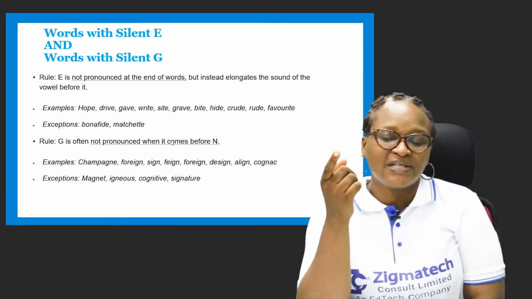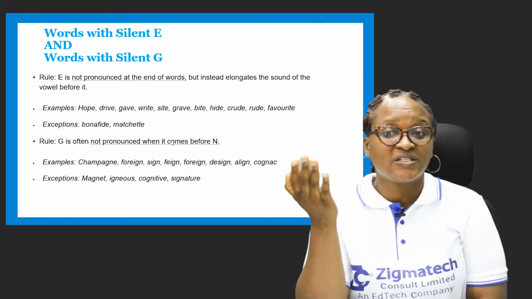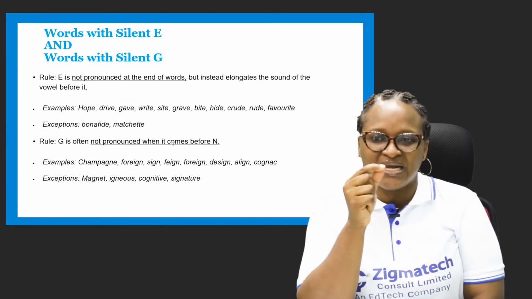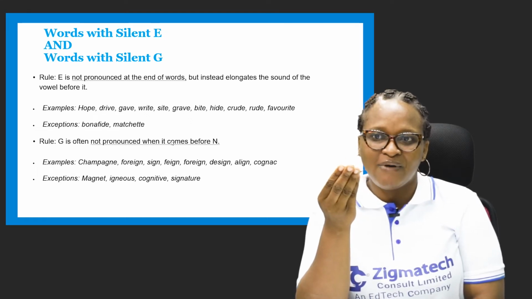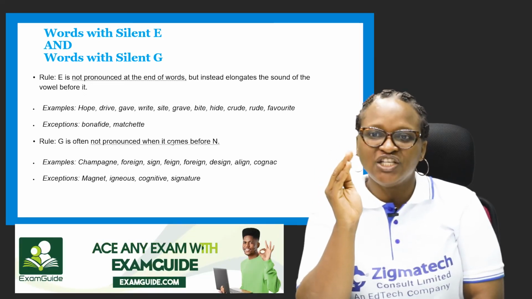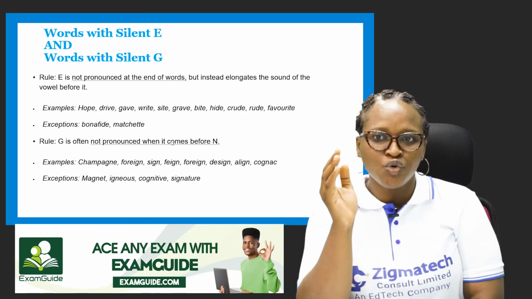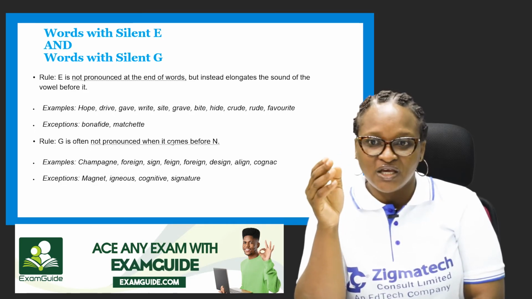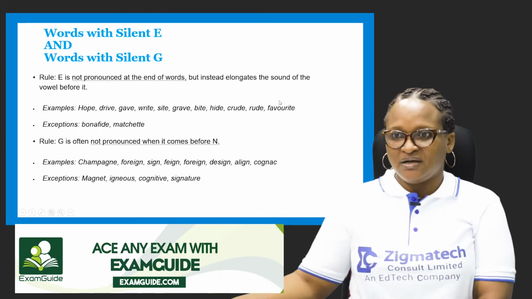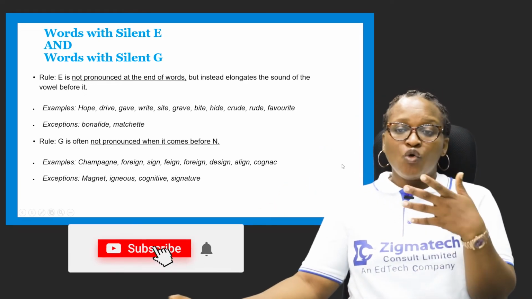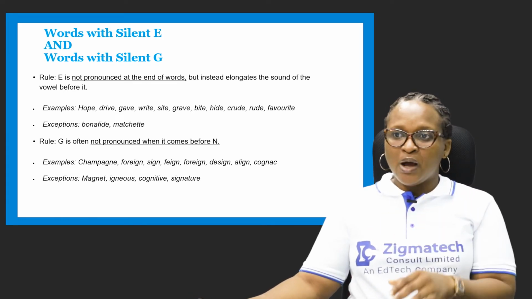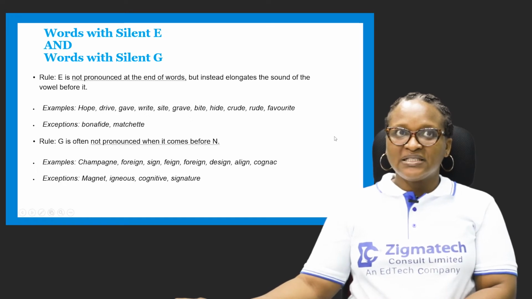Now we have exceptions. Like I told us earlier, there are some exceptions in the English language, and these are some of them. So you have the word magnet. The G is pronounced, even though it comes before the N. Then igneous is also pronounced. Ingenious is also there. Cognitive and signature. So these are words that have G and N after it, but they are pronounced. All right, let's look at the next one.